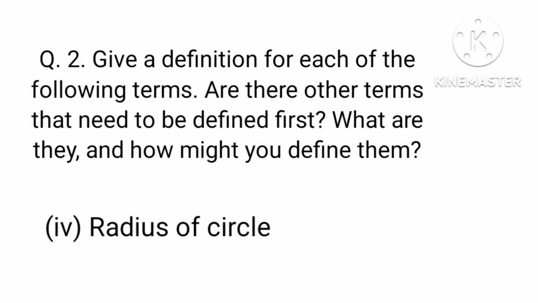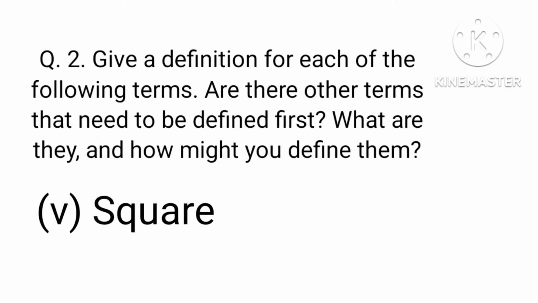Fourth term, radius of a circle. Definition: the radius of a circle is a line segment whose one endpoint is at the center of the circle and another endpoint is on the circumference of the circle. Fifth term, square. A square is a quadrilateral with all sides equal and all angles right angles, that means 90 degrees.